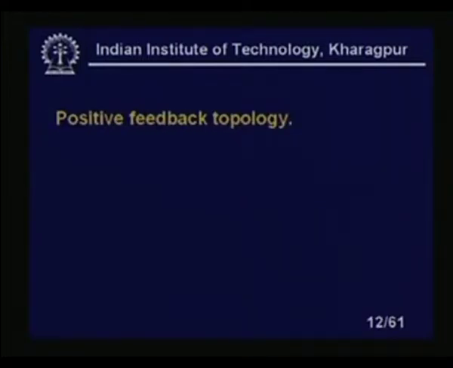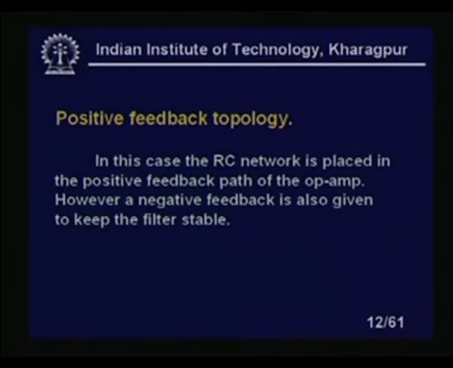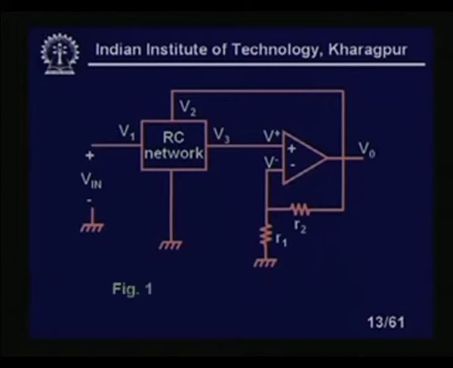Now, positive feedback topology, you see what will happen in the case of positive feedback topology. We will have, in this case, this RC network is placed in the positive feedback path of the op amp, and however, a negative feedback is also given to keep the filter stable, right. Because if you look at the circuit, you see that this is a positive feedback topology, RC networks in the positive feedback path, but if I keep this circuit as it is, the circuit will not be stable. We need to make the circuit stable, we have to give some negative feedback. Okay. So, these negative feedbacks are given by these 2 resistances R1 and R2, clear.